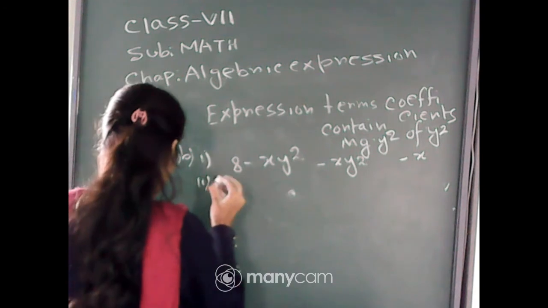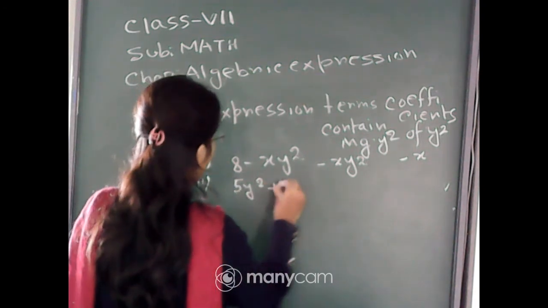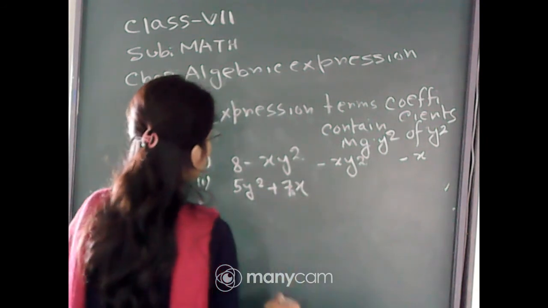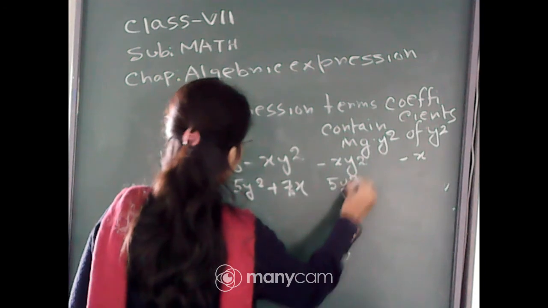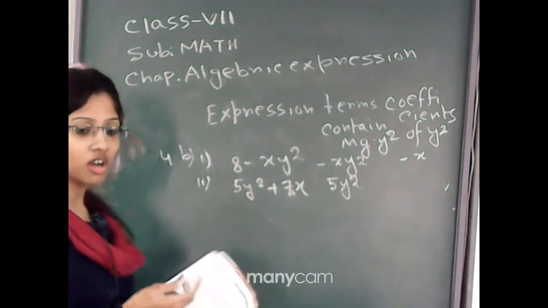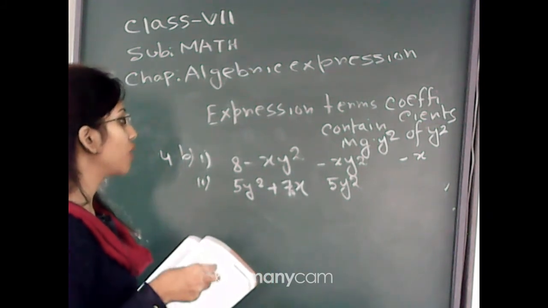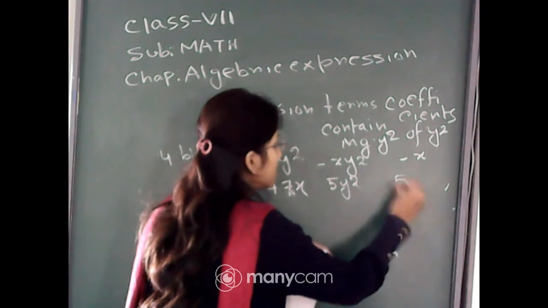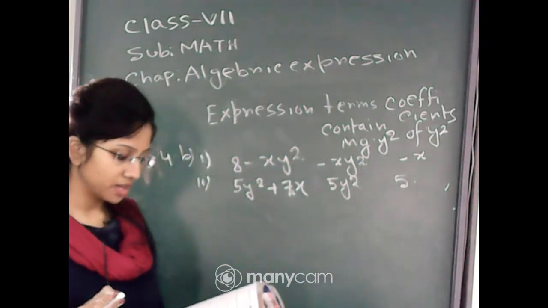Next, question number 2. Here the algebraic expression is 5y square plus 7x. Now the term containing y square in this algebraic expression is 5y square, and 5y square is the product of 5 and y square. Therefore, the coefficient of y square is 5, isn't it?